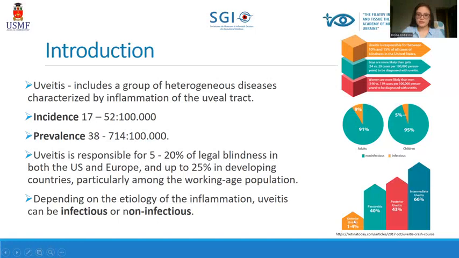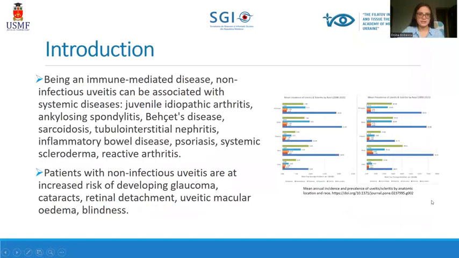Topographically, anterior uveitis occupies up to 4%, panuveitis 40%, posterior uveitis 43%, and intermediate 66%. Being an immune-mediated disease, non-infectious uveitis can be associated with systemic diseases like juvenile idiopathic arthritis, ankylosing spondylitis, Behçet disease, sarcoidosis, tubulointerstitial nephritis, inflammatory bowel disease, psoriasis, systemic scleroderma, and reactive arthritis.